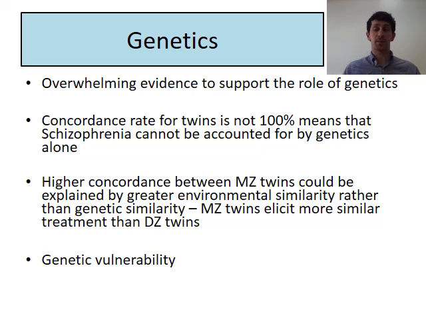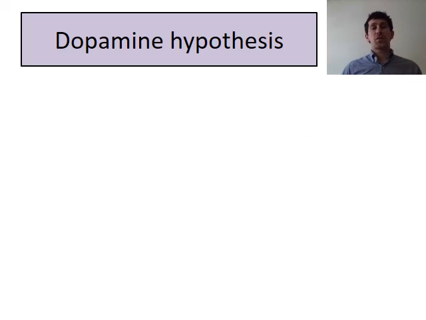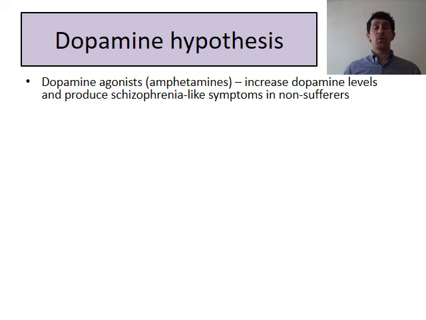So the research for the dopamine hypothesis generally relates to drugs and drug treatments and taking of drugs. So if you look at amphetamines, these are called dopamine agonists because they increase the dopamine levels in the brain. So any amphetamines, speed, or cocaine can produce schizophrenia-like symptoms in non-sufferers. So someone takes cocaine, they could experience things like hallucinations and delusions. So it shows that dopamine must play a role.